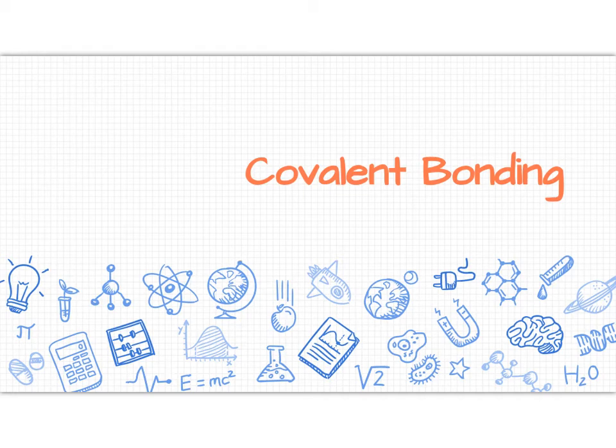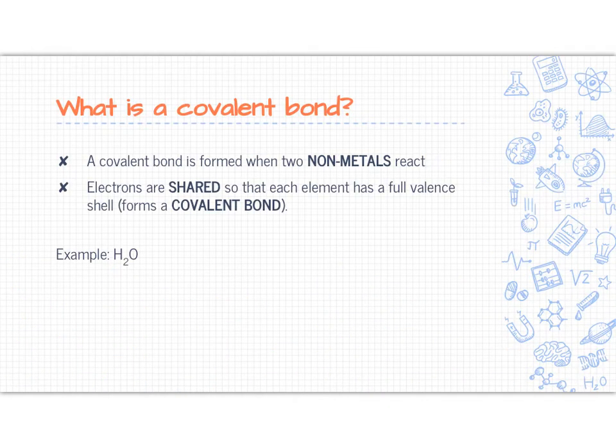In this video, we're going to take a look at covalent bonding. To start off with, a covalent bond is formed when two nonmetals react. When a covalent bond is formed, electrons are shared so that the element has a full valence shell. And when electrons share, they share to form a covalent bond. An example of a covalent molecule is water.